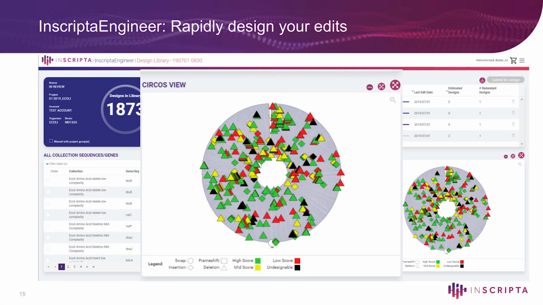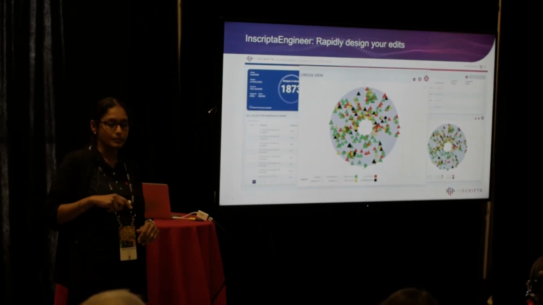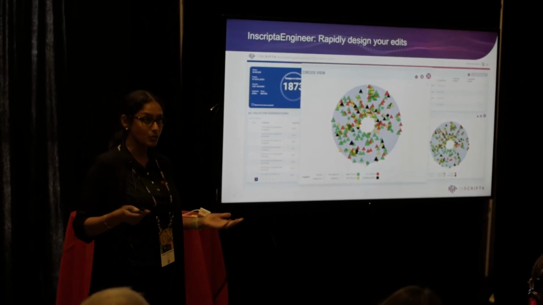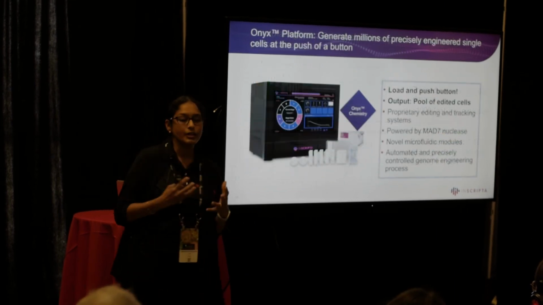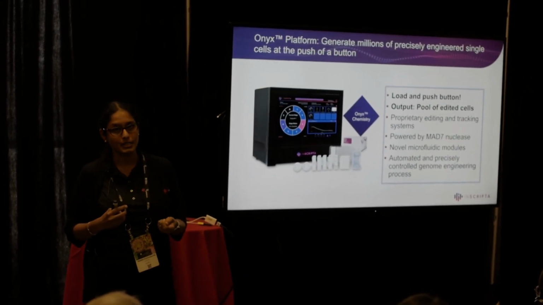But I just wanted to emphasize one fact. So you see multiple shapes and colors here. The shapes here indicate all the edit types that you can do and how you can do it across the genome. And the colors indicate the design score, because there's a lot of design rules in how a design is successful. And this indicates the design score, which is high, low, medium, or undesignable. So how do we know the design rules? We have very robust algorithms that are powering these design rules.